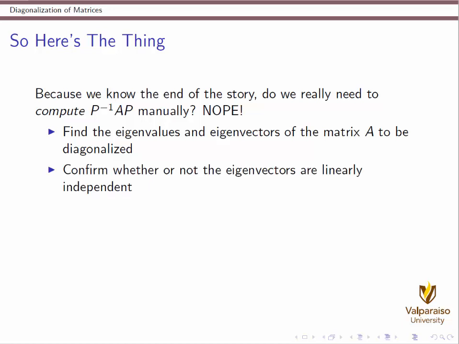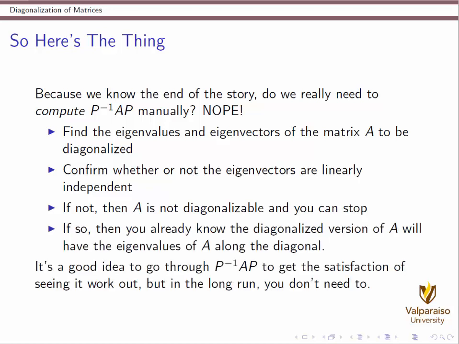So once we've confirmed whether or not the eigenvectors are linearly independent, we already know what the result's going to be. If the eigenvectors are not linearly independent, then we quit and move on to the next problem because the matrix A will not be diagonalizable. If the three eigenvectors are linearly independent, then you know that A is diagonalizable, and you know that the diagonal version is going to have the eigenvalues down the diagonal.